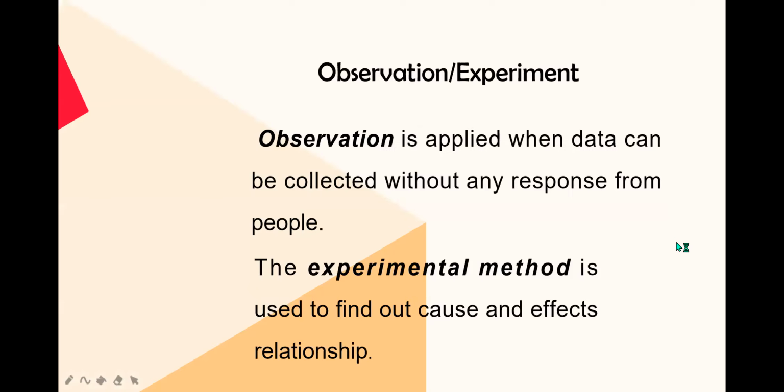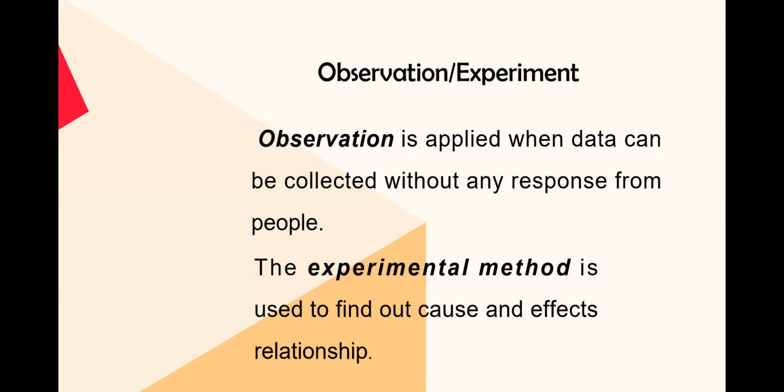Continuing, I think this is number 4, if I'm not mistaken. Observation or experiment. So what is this? Observation is applied when data can be collected without any response from the people. Let me read again. So you're just observing the scenario, you're just seeing the scenario, or you're just hearing something. That is what we call observation. Meaning, you are not going to interact with those people from your population or from your sample.